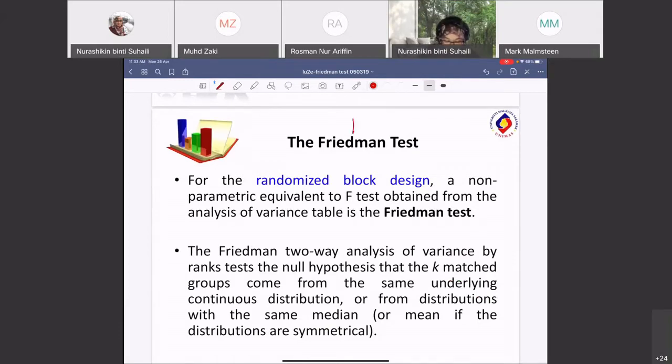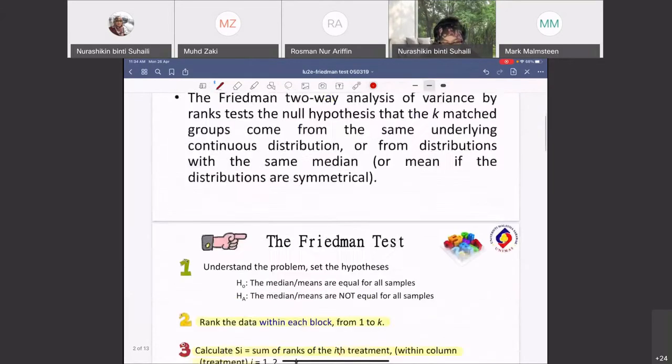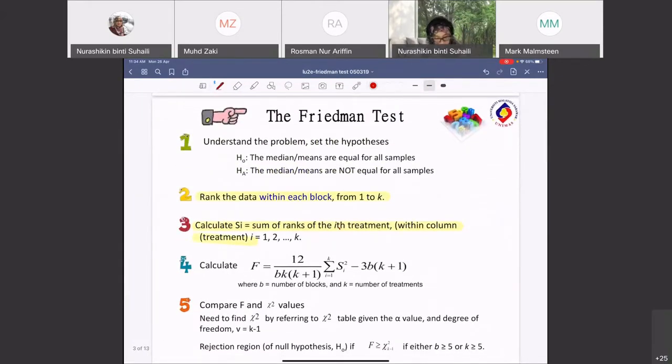I don't have it in the notes here, but you can see that it is a non-parametric test to analyze independent samples with 2 factors. Okay, whereas Kruskal-Wallis is used for analyzing samples with only 1 factor. Okay, so I hope that you understand now what is meant by the factor. Okay, that's the intro. So the main part is the steps of Friedman test.